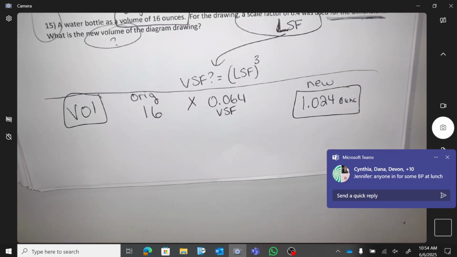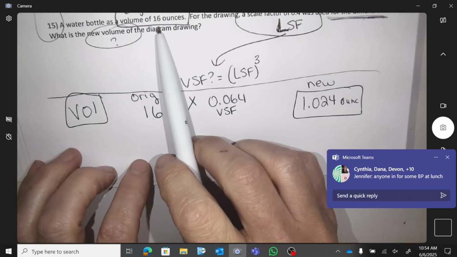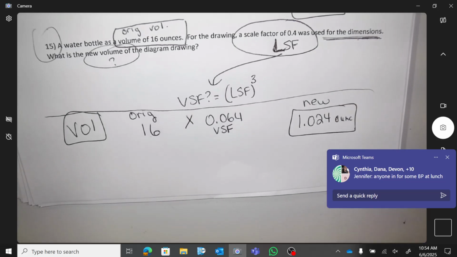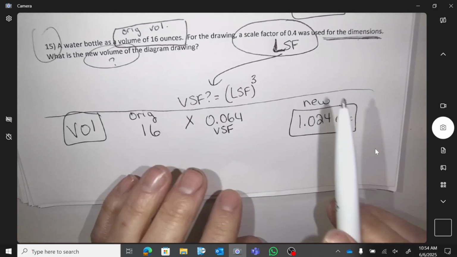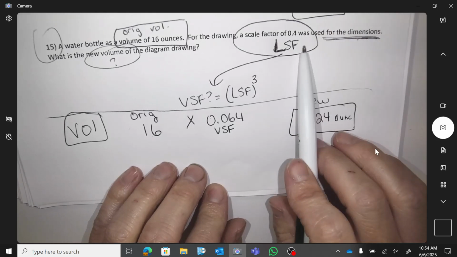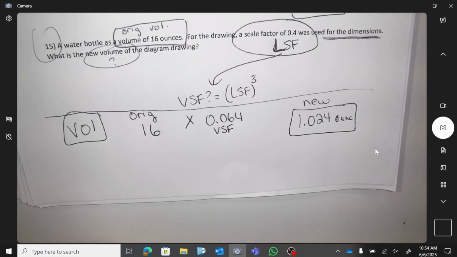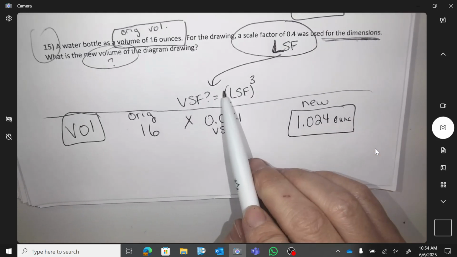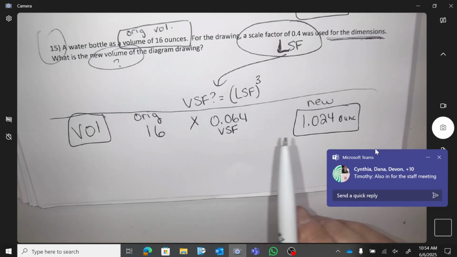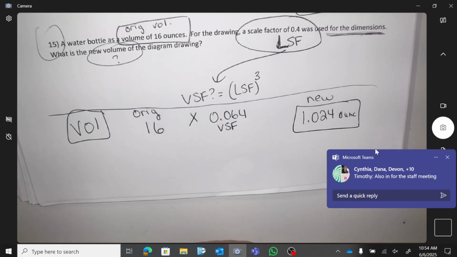Okay, so there was the trick. I wanted to know stuff about volume, so I didn't want the scale factor of sides. I wanted the volume scale factor. So we wrote that down on our cheat sheet, and we wrote how to go from original to new.